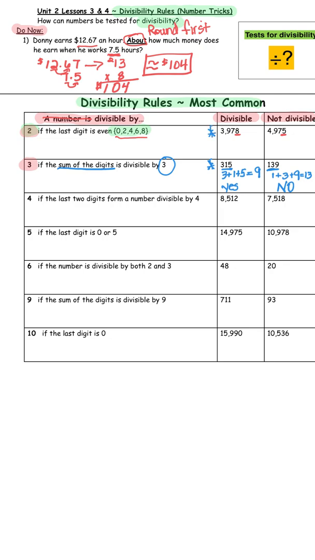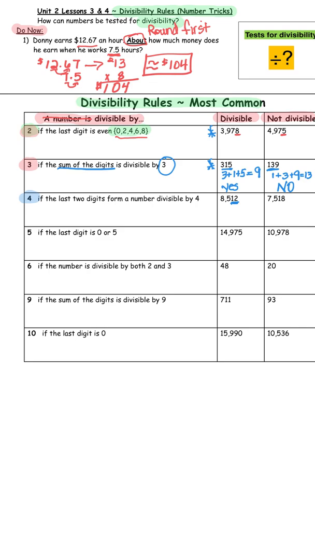Okay, look at the next one, number 4. It says, if the last two digits form a number divisible by 4, then that number is divisible by 4. So let's take a look at the examples. 8,512. We look at the last 2 numbers, the rule says. In math, boys and girls, there's a lot of direction following. So in this particular one, there are going to be a lot of directions, and you're going to have to refer back to the divisibility rule chart.